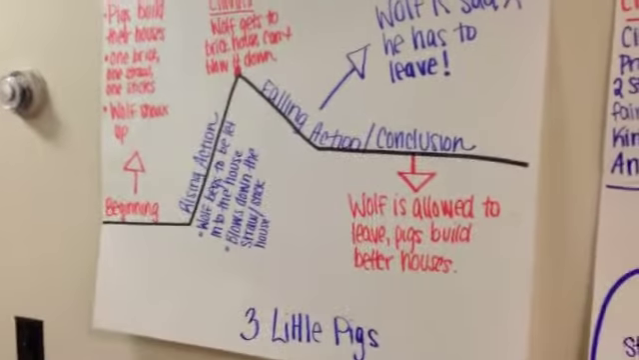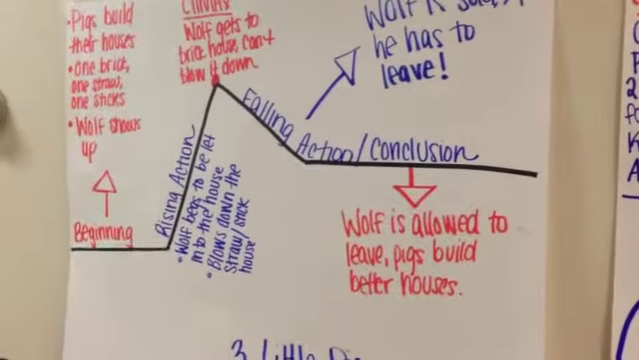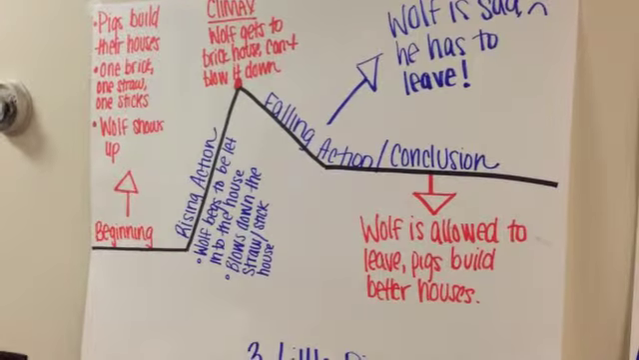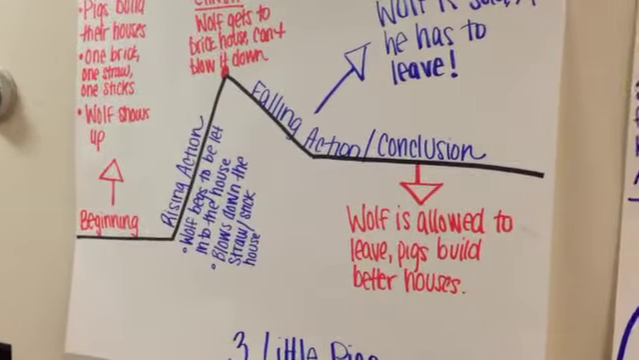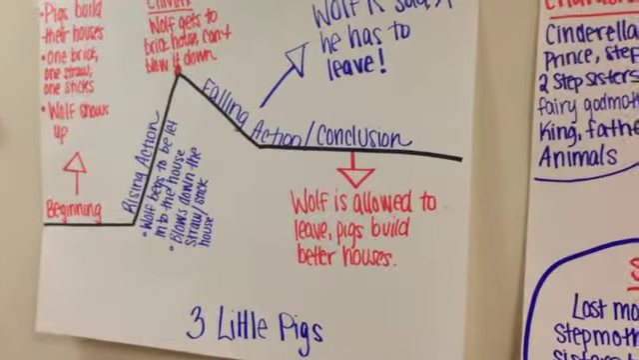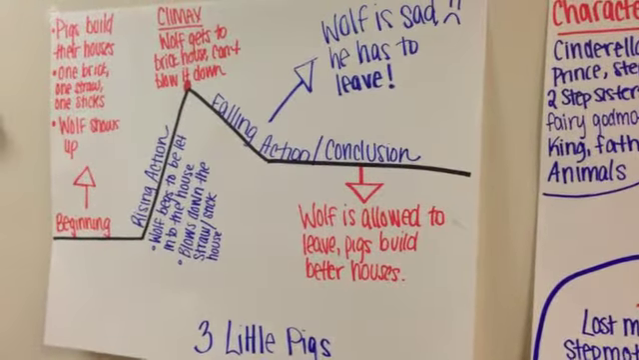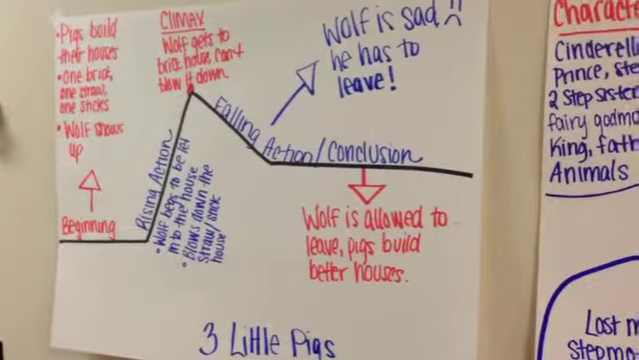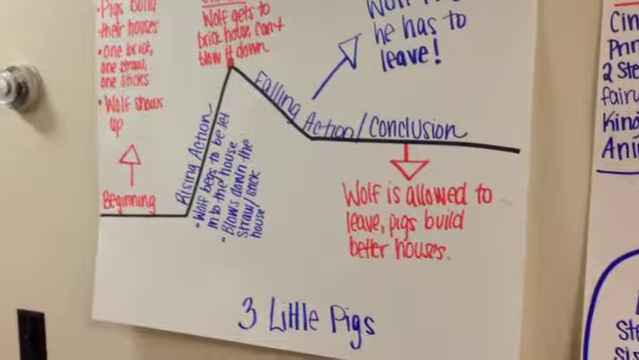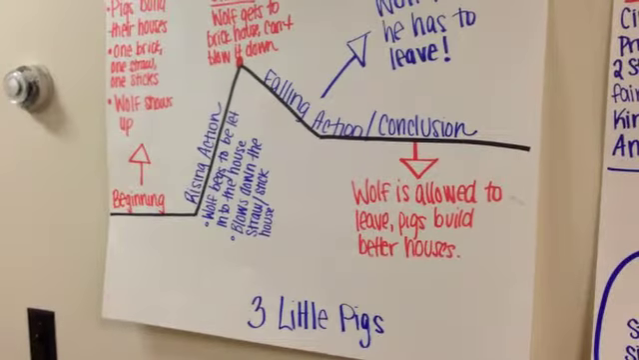The next one that I showed you was that storyline one. This one is about the 3 little pigs. So what happens at the beginning? Well, the pigs build their houses, 1 brick, 1 straw, 1 sticks, and then the wolf shows up. Oh man, the rising action. The wolf begs to be let in the houses. He blows down the straw and stick house. And then what happens? Well, he gets to the brick house and can't blow it down. What happens then? The wolf is sad and he has to leave. Oh, poor wolf. And then we have the conclusion. The wolf is allowed to leave because the pigs decide to build better houses. So what does that mean?